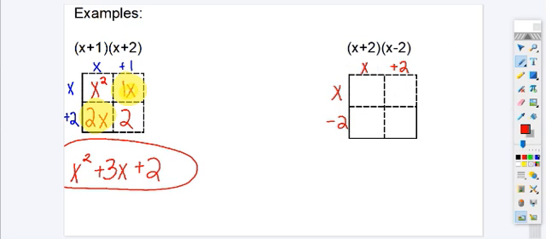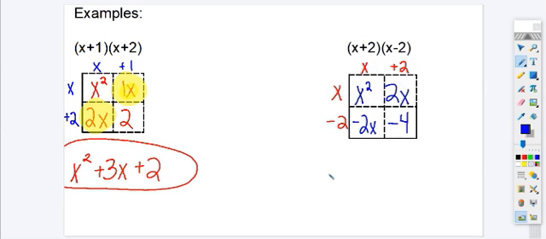And then I'm going to multiply. x times x is x squared. 2 times x is 2x. x times negative 2 is negative 2x. And 2 times negative 2 is negative 4. So again, I'm multiplying by getting what's in the row and what's in the column and multiplying them together. So the x times the x, the 2 times the x, the x times the negative 2, the 2 times the negative 2.